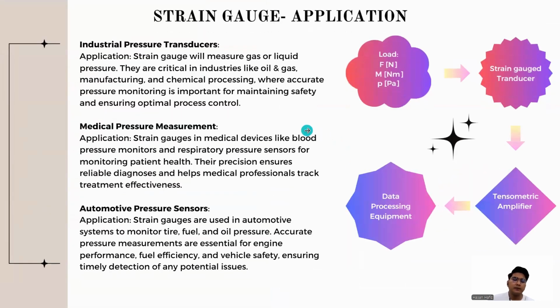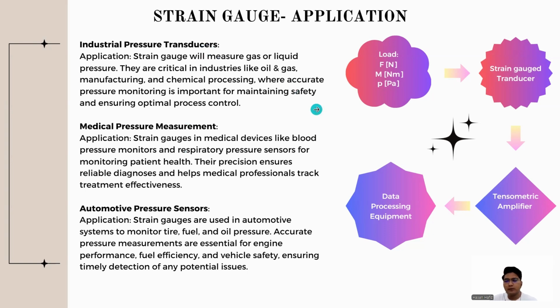And here are the applications of strain gauge used in industrial pressure transducers, medical pressure measurement, and automotive pressure sensors. For the medical pressure measurement, strain gauges are in medical devices like blood pressure monitors and respiratory pressure sensors. For the automotive pressure sensor, it is used in tire, fuel, and oil pressure. For industry, it is used to measure gas or liquid pressure, like oil and gas.